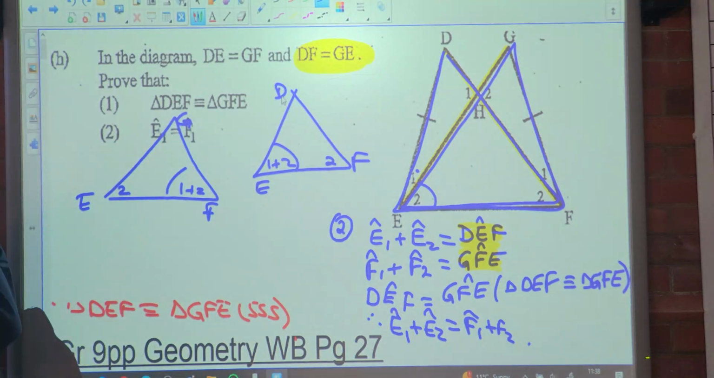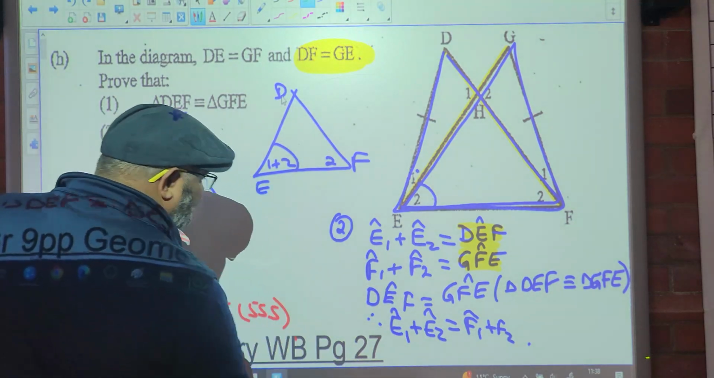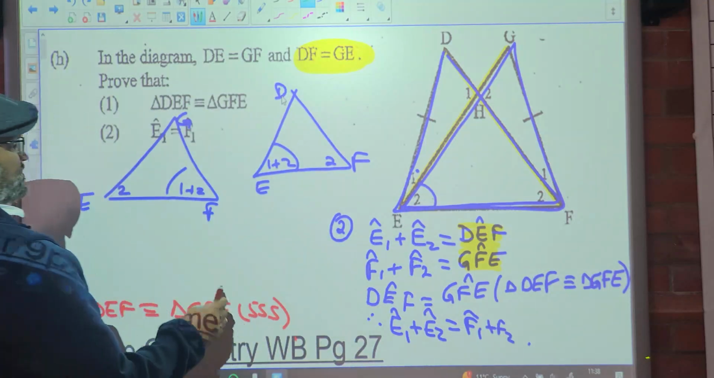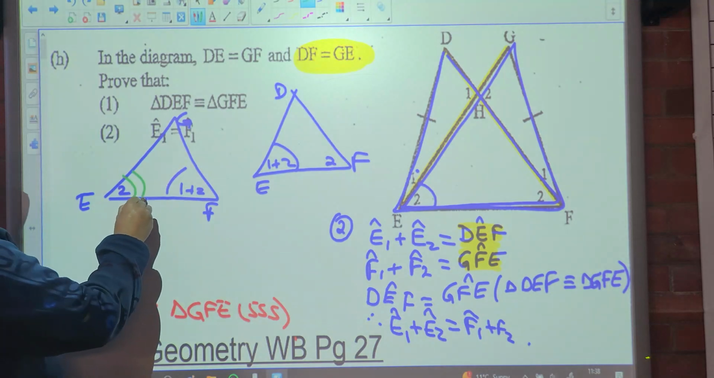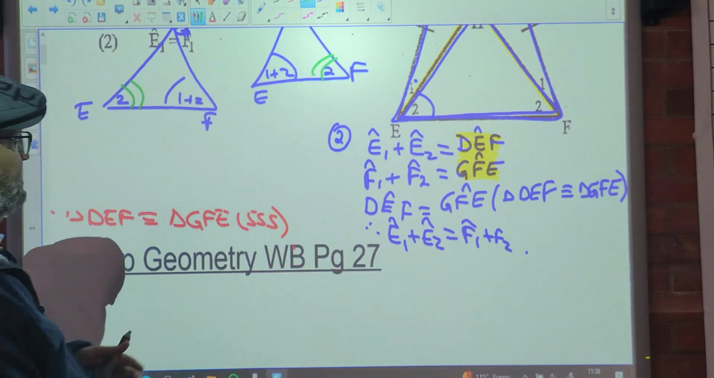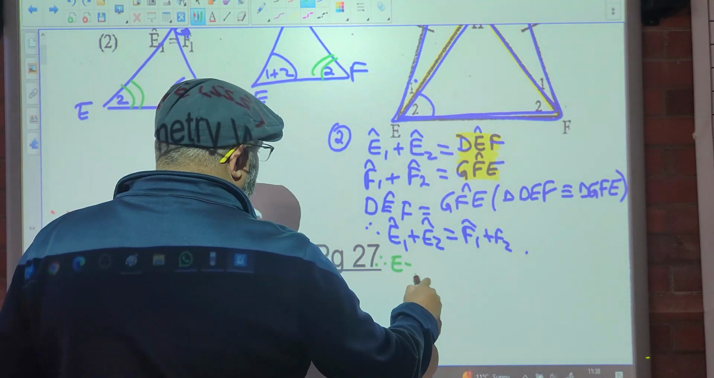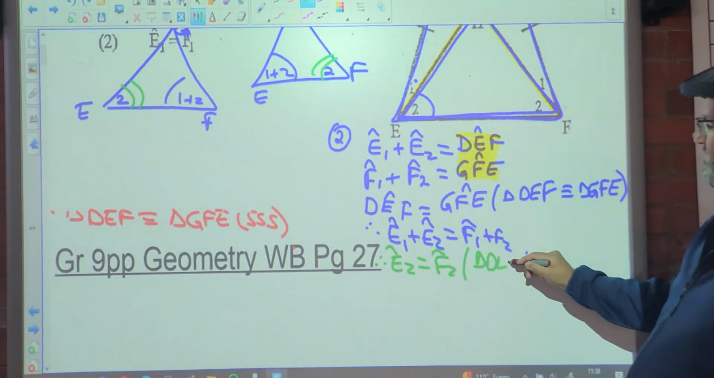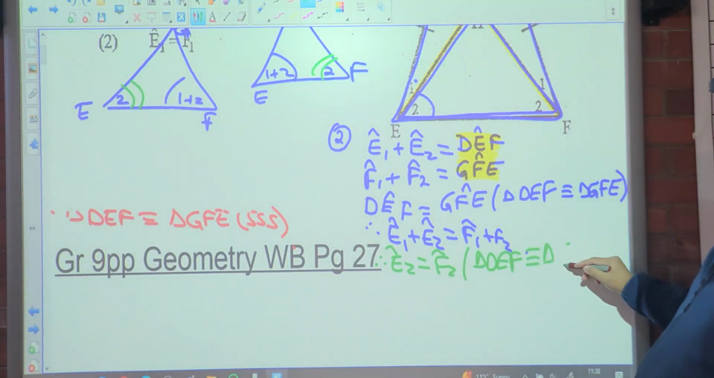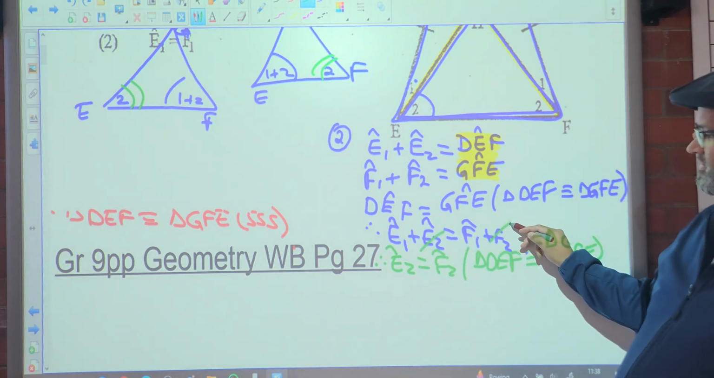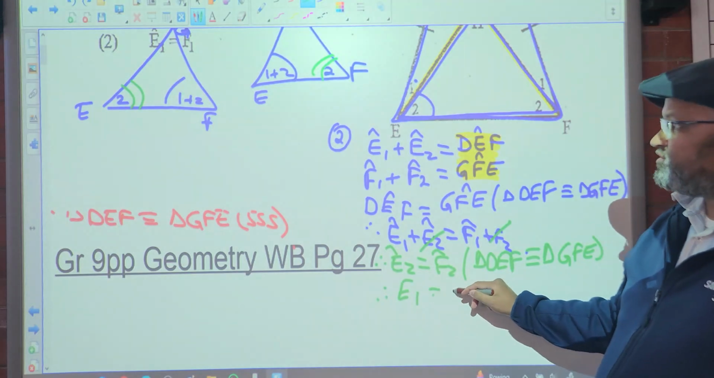Okay? But now what do we know? We now know that, remember they want you to prove E1 and F1, so I'm not going to touch that. However, E2, I already said E2 is equal to F2. Why? Because the triangles are congruent. So now we're going to say, therefore E2 is equal to F2, because triangle DEF is congruent to triangle GFE. So if those two are equal, they will cancel. Therefore, E1 has to be equal to F1.